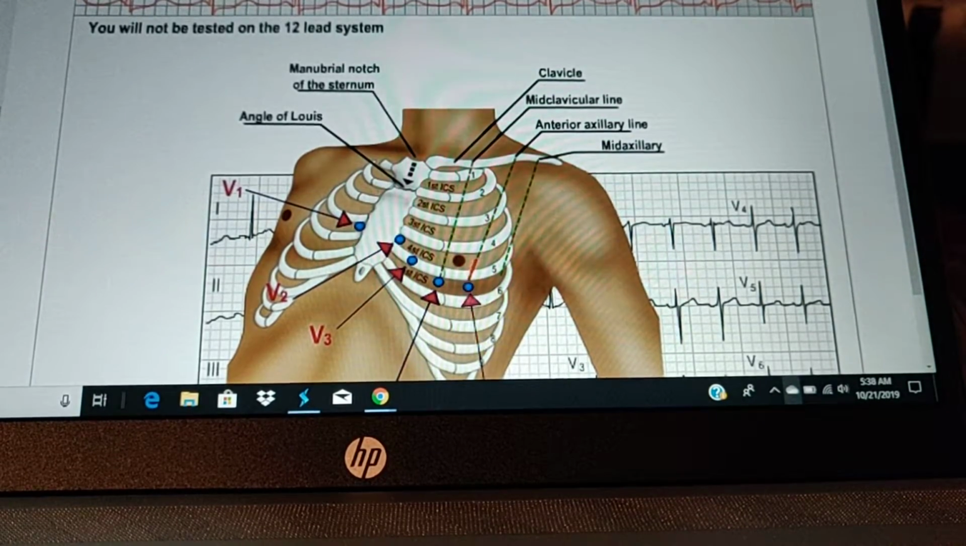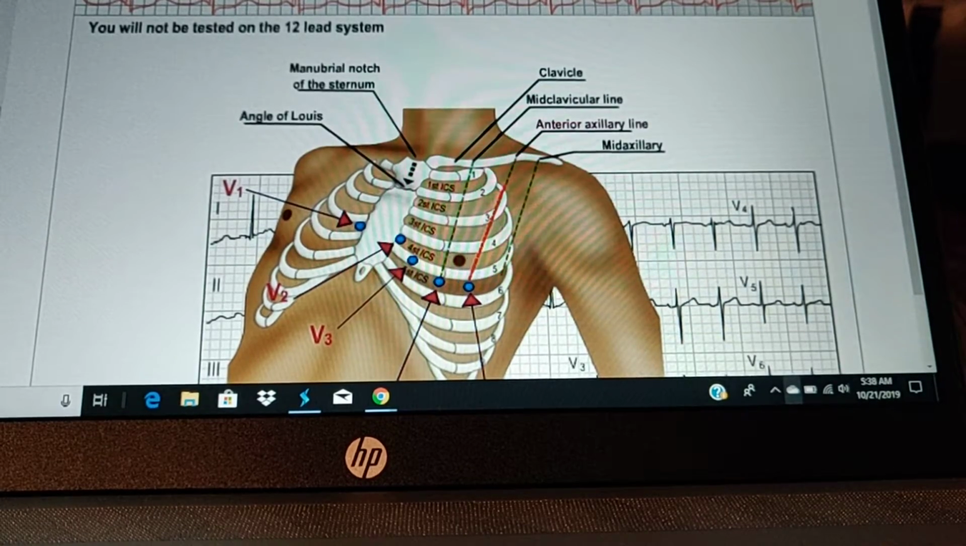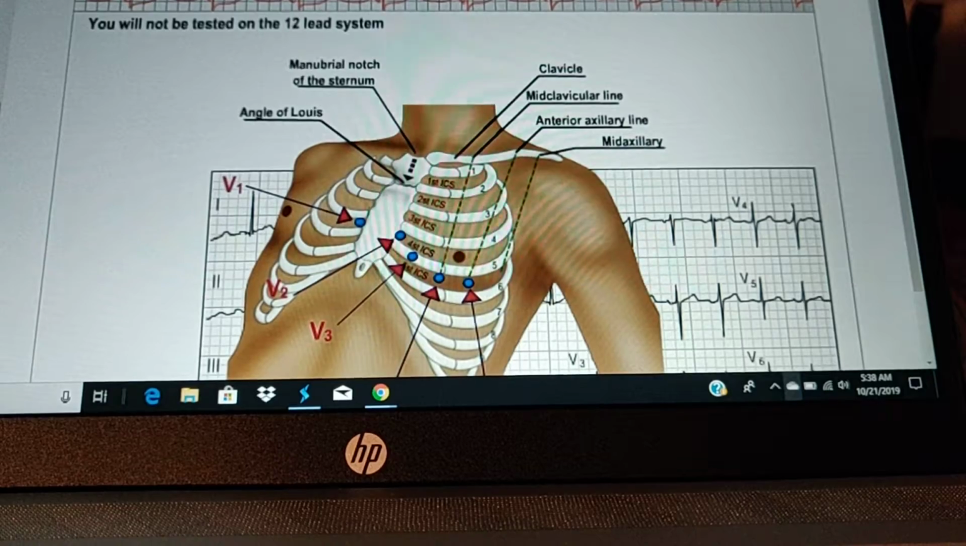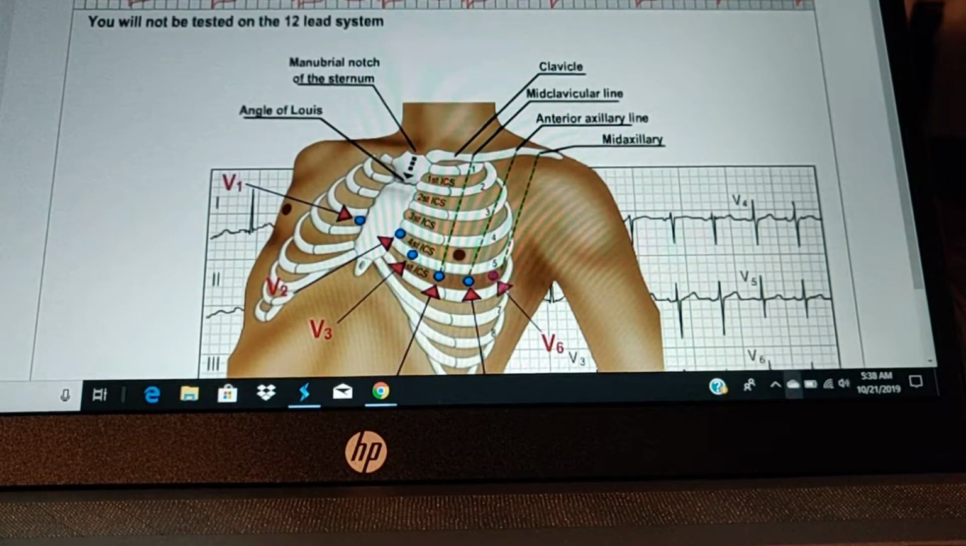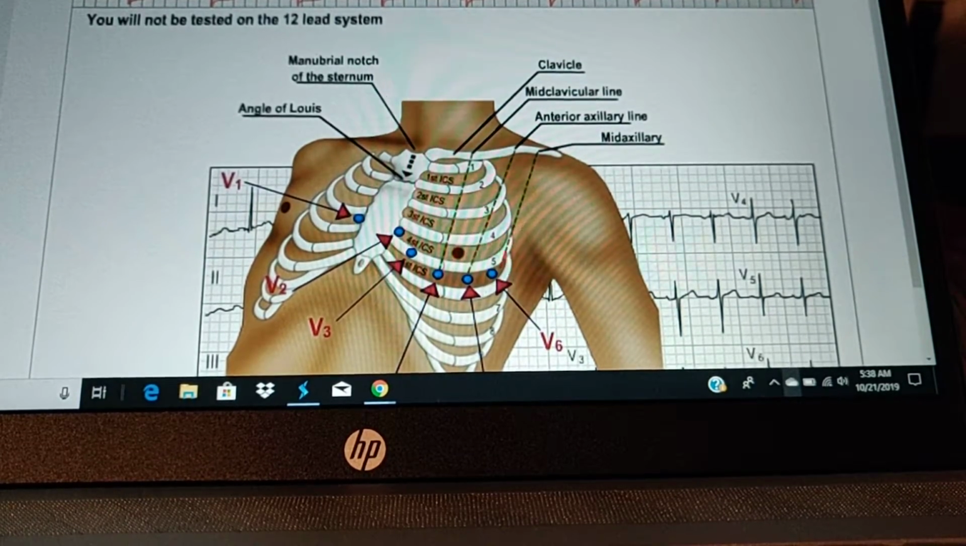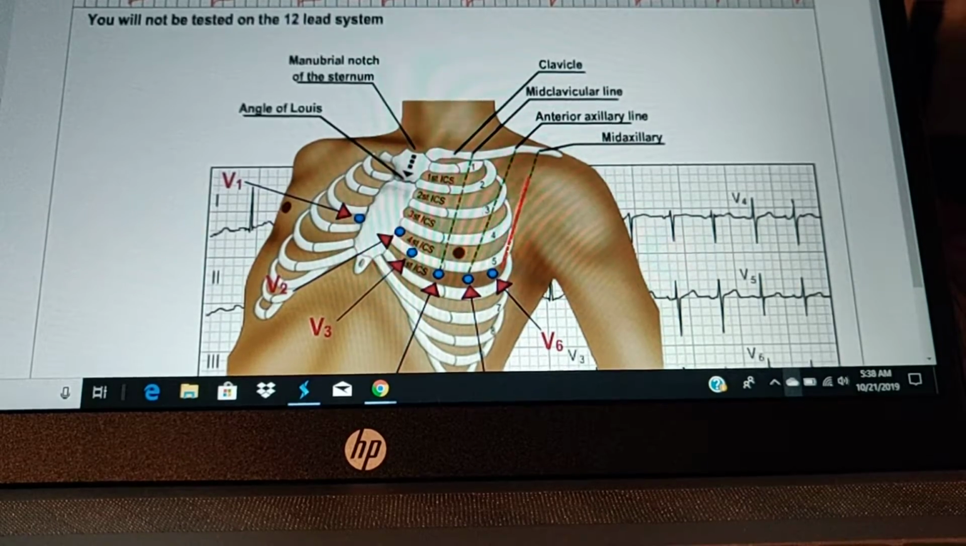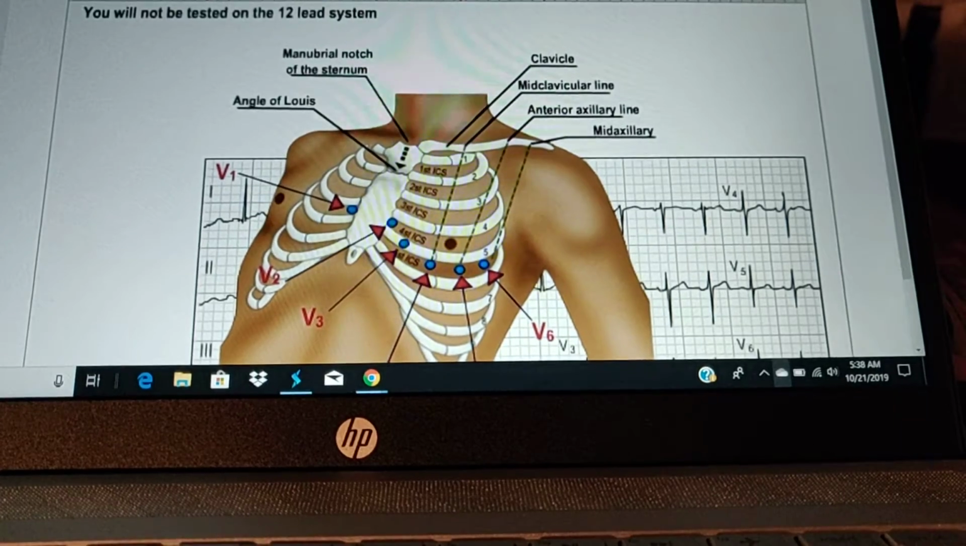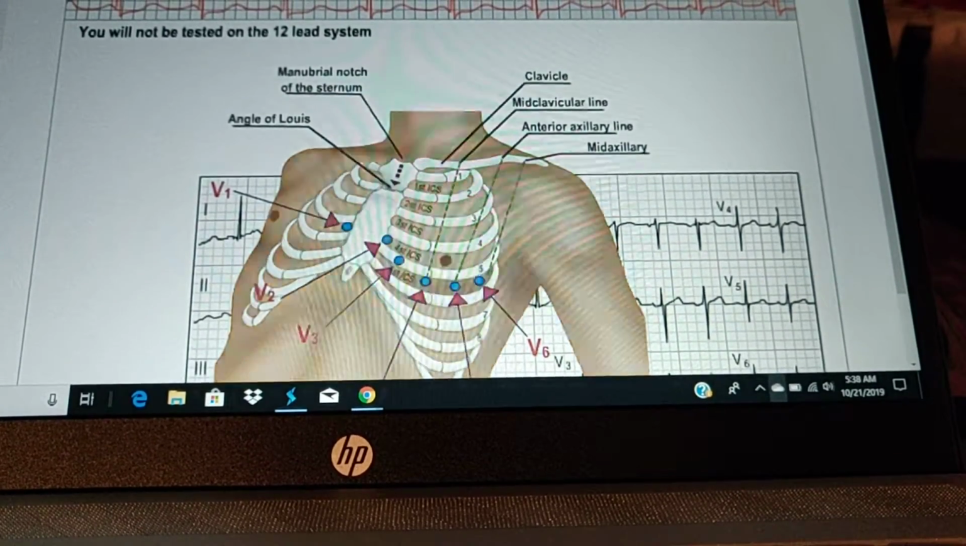Lead V5 is placed at the 5th intercostal space at the anterior axillary line. It produces a positive deflection on the ECG. Lead V6, the last of the precordial leads, is placed level with V4 at the mid-axillary line. Lead V6 produces a positive deflection on the ECG.